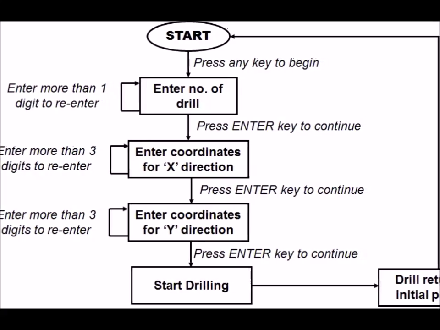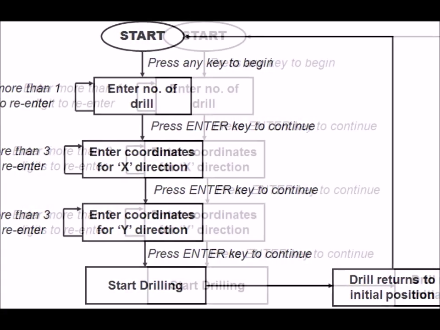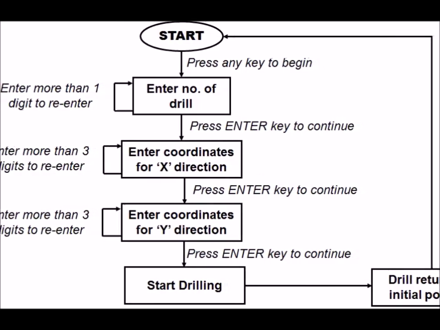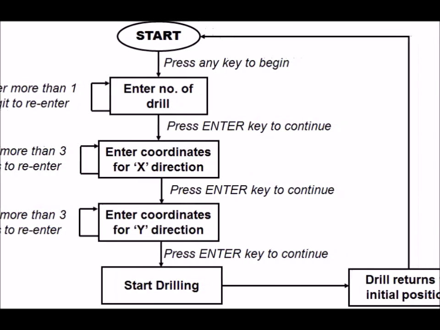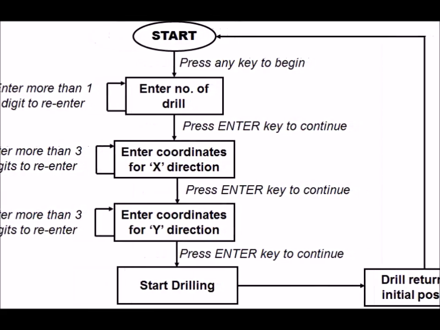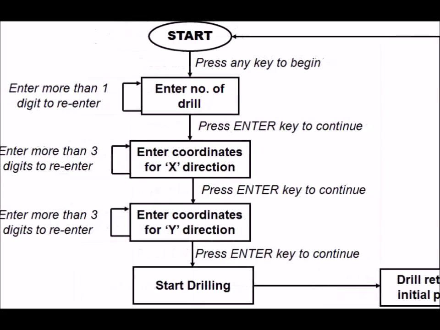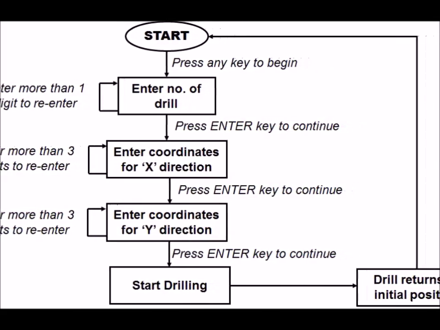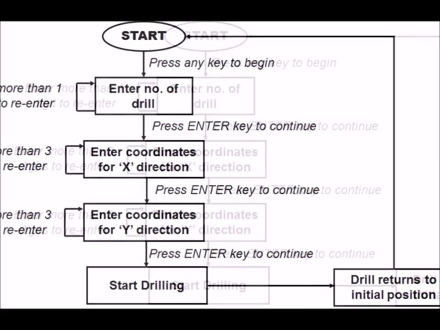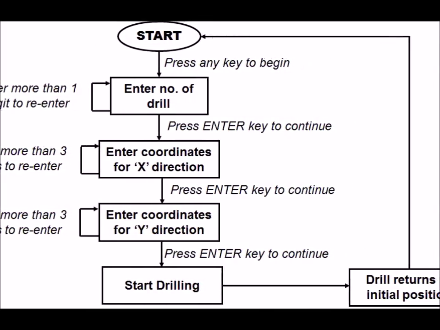How the machine works. First, it will ask the user for the number of drills. The machine has the ability to make up to 9 drills in one operation. Secondly, it will ask for X coordinates and Y coordinates for the drills. The user has to enter the coordinates of the board where drilling has to take place.